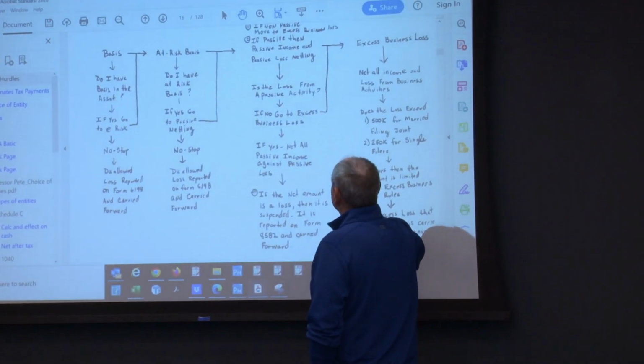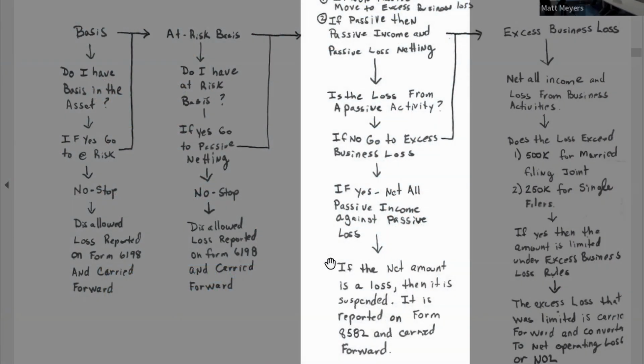Passive netting: if non-passive, move to excess business loss. If passive, you have to run it through passive netting. Is the loss from a passive activity? If no, go to excess business loss. If yes, net all passive income against passive loss. If the net amount is a loss, it's suspended, and you have to report it on Form 8582.